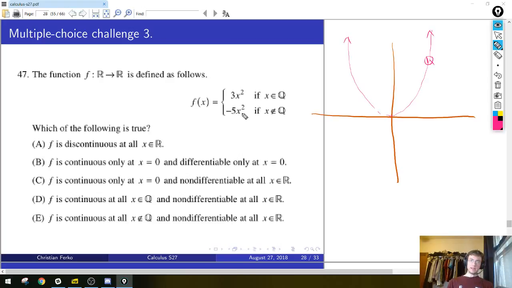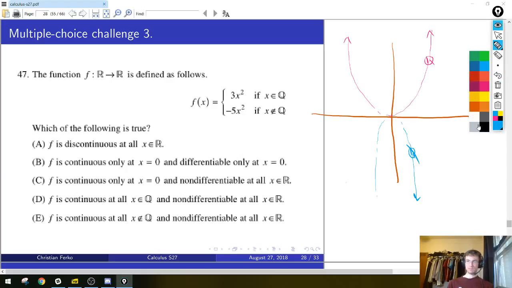Now, if it's an irrational number, which I'll do in a slightly different color, this is supposed to be minus 5x squared. So this is a downward sloping and steeper parabola, but still a parabola. This is not Q. The way I've drawn this makes it look like this fails the vertical line test, because it seems like it touches 2 points, but hopefully you get what I'm trying to say. It doesn't actually fail the vertical line test, because at every point it's either one or the other. It's the top if it's rational, the bottom if it's irrational.